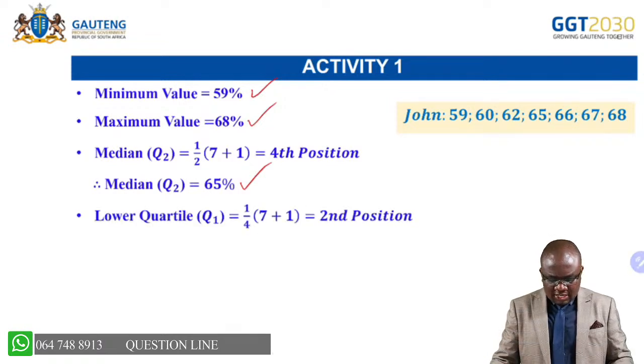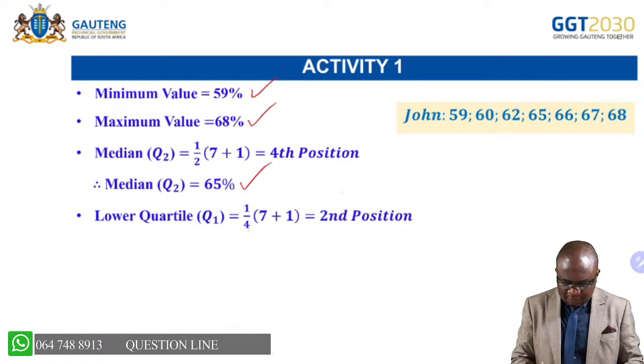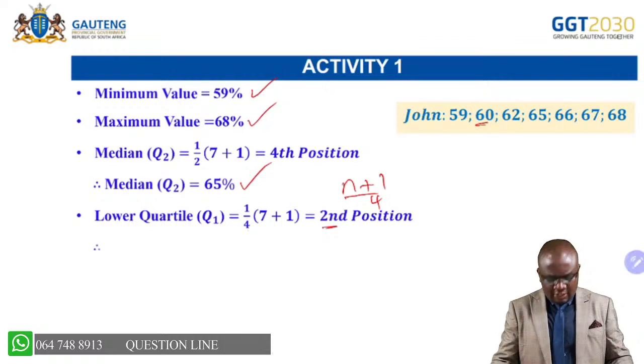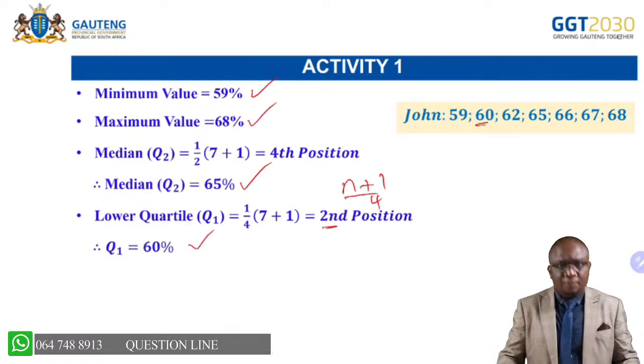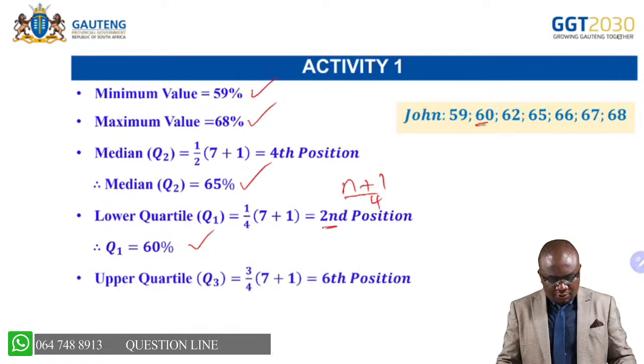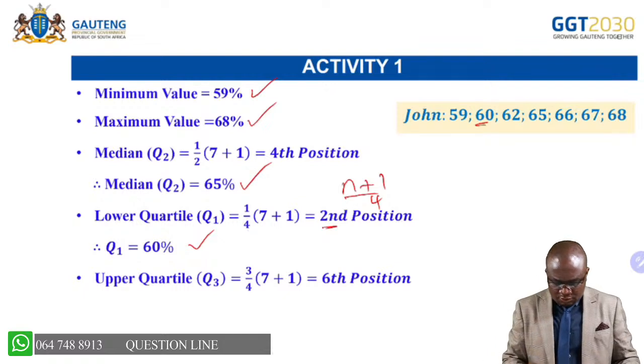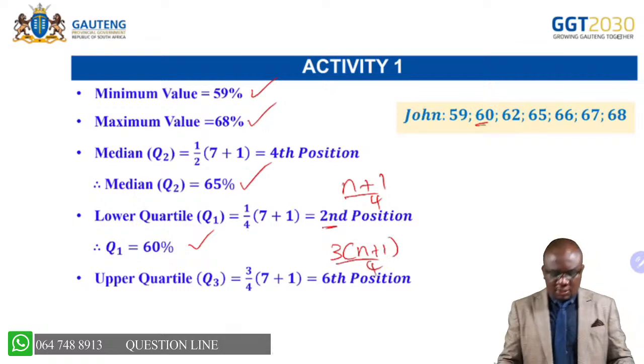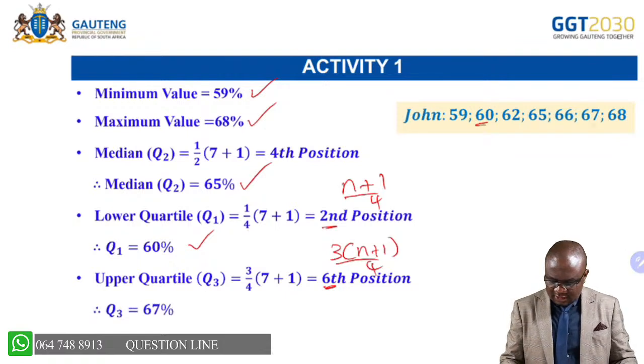And then the lower quartile, did you find it using the formula n plus 1 over 4? Did you use that formula? You can get the second position, which is 60% here. 60%. Let's mark that. And then we have quartile 3, which is the upper quartile, and then we're using 3 and n plus 1 divided by 4 to get the position, and then we found 6. Okay, just put this thing in the calculator as it is. And then the sixth position is 67%, which is this one. Did you get that? Let's mark that.